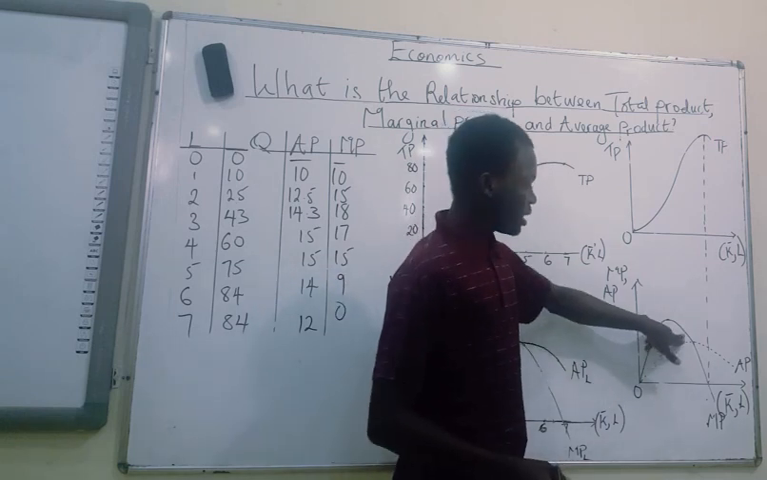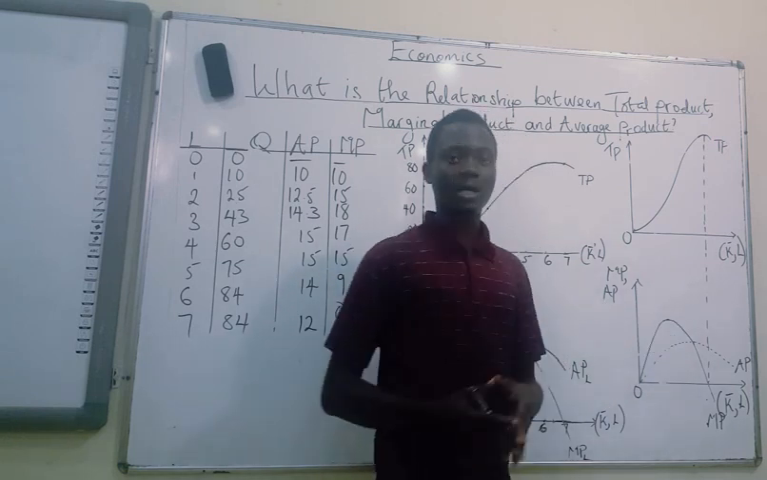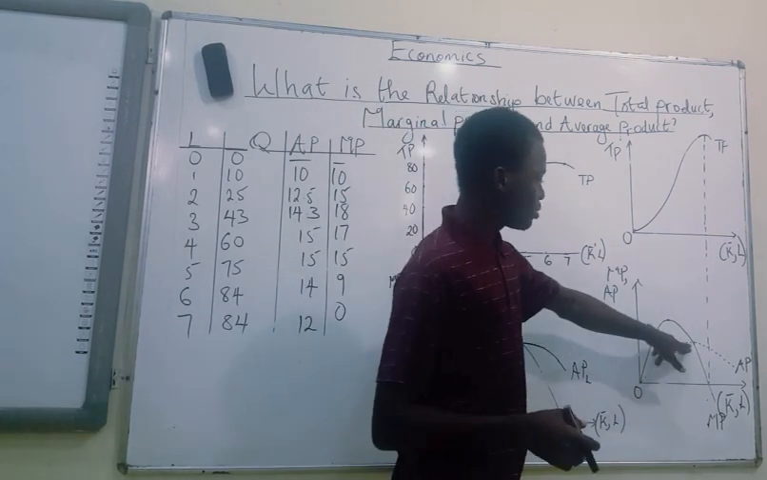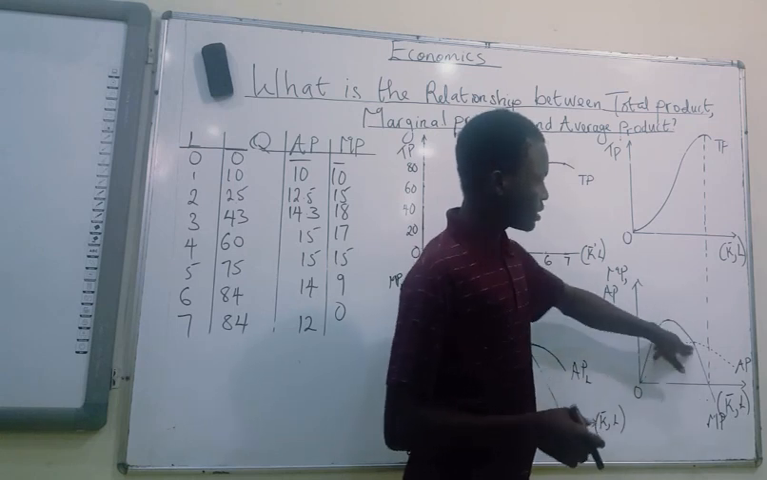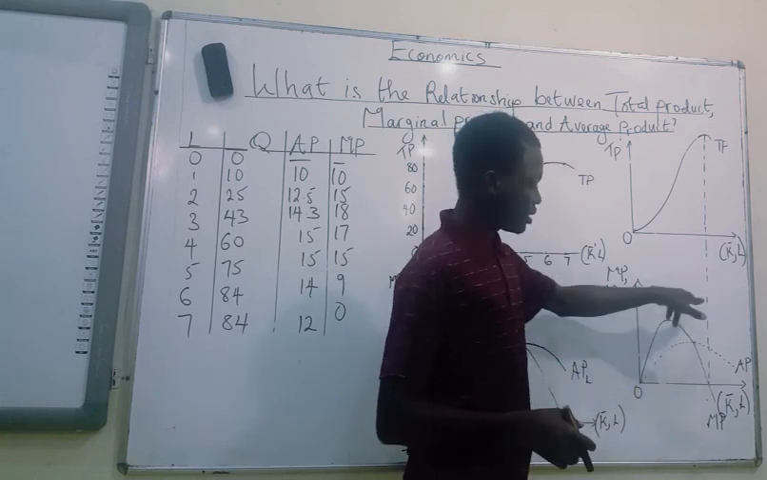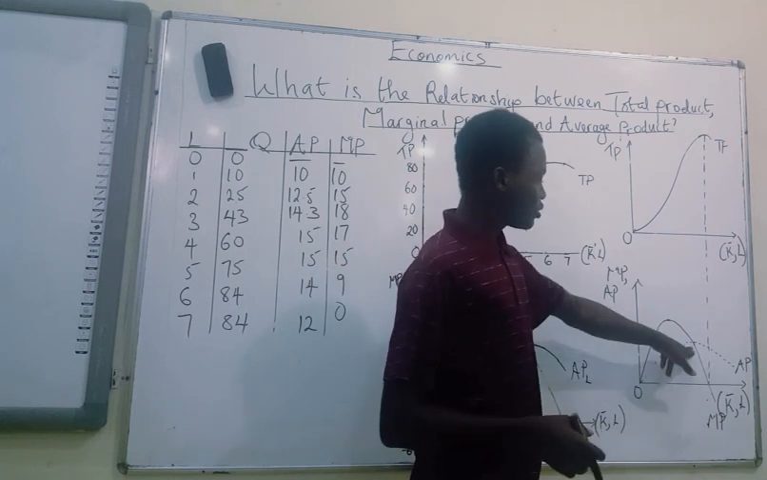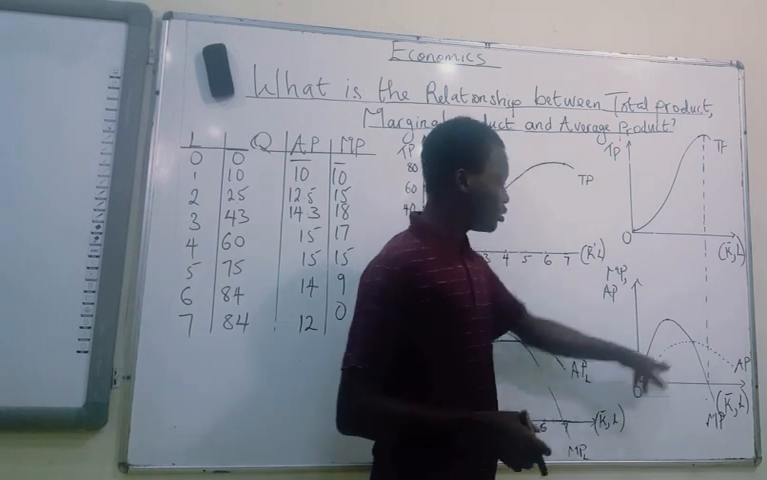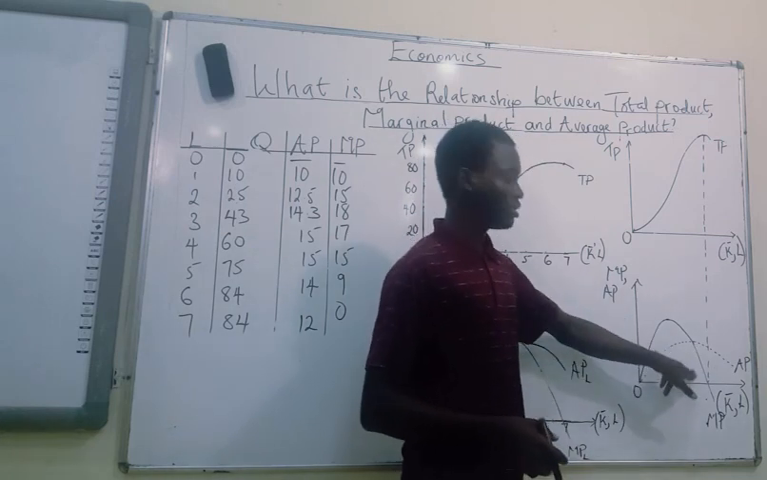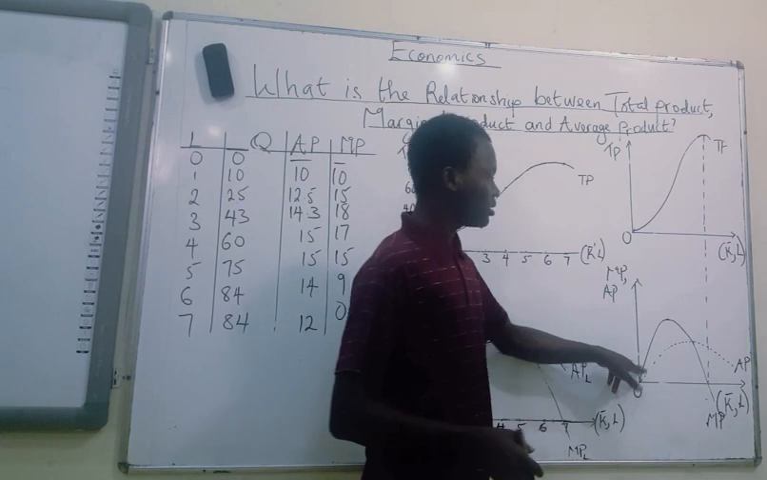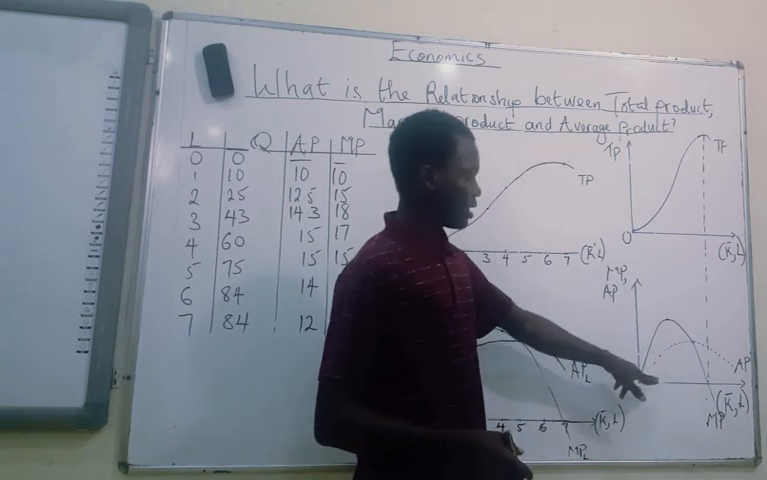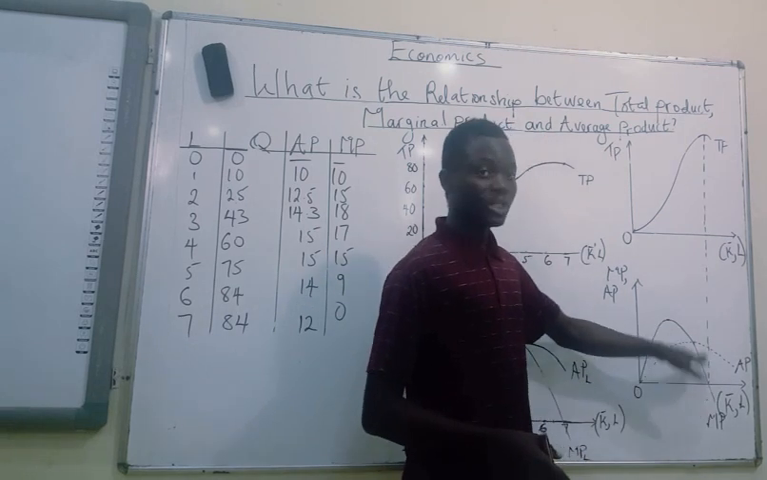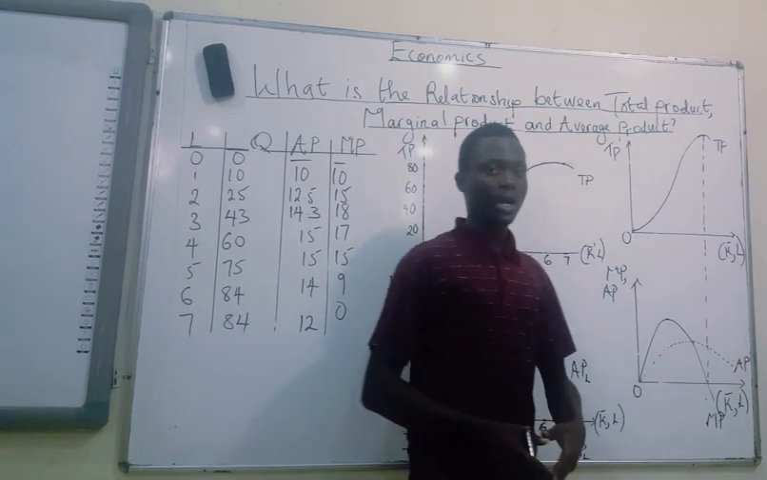The marginal product curve then cuts the average product curve at the average product curve's maximum. At this maximum point, the marginal product curve cuts the average product curve, and then it becomes downward sloping. It reduces faster than the average product. At the beginning, the marginal product rises faster than the average product, and it gets to this point where the marginal product decreases faster than the average product.